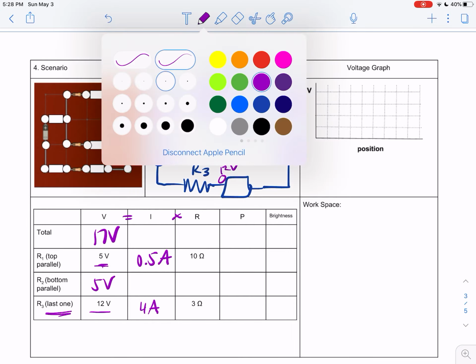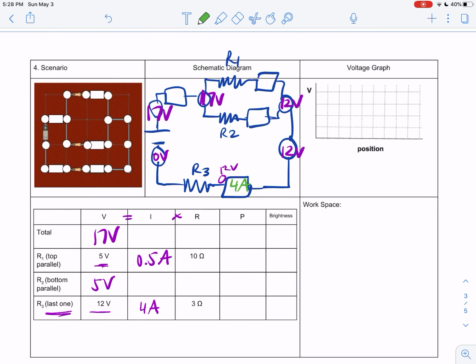All right, so let's go ahead and fill these in up here. So my total current is going to be 4 amps, which means that's also going to be the battery current. Right, because that R3 is in the same path. That's all one path. Okay, so if across this top, if 0.5 amps of current went that way, and there was a total of 4, that means 3.5 must have gone the other way, because that's going to have to add to 4. Okay, so 5 divided by 3.5 is going to be 1.4. Okay, and then 17 divided by 4 is going to be 4.25.